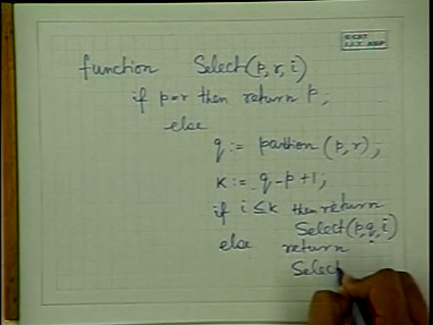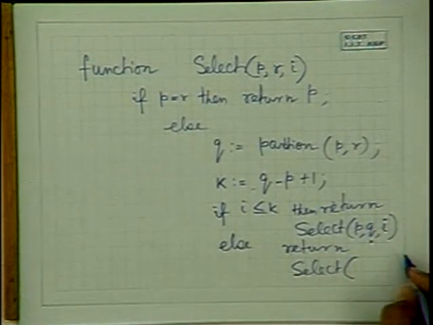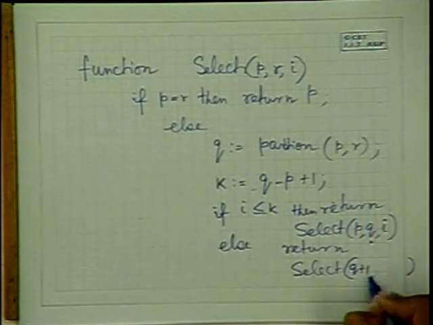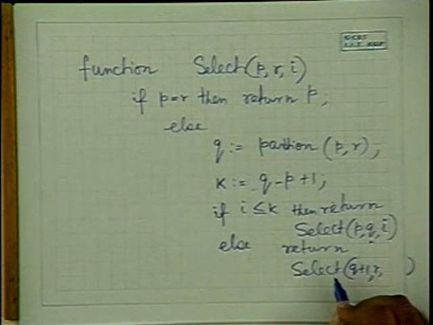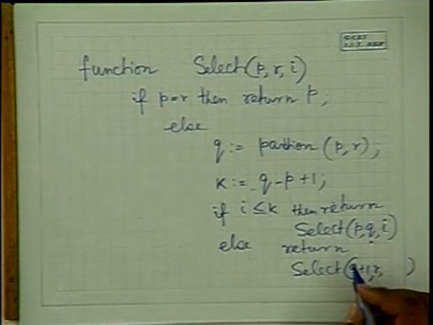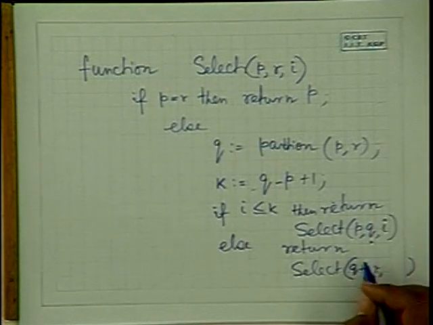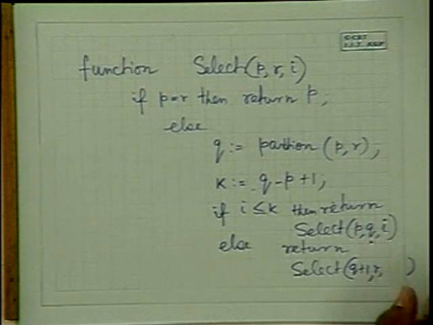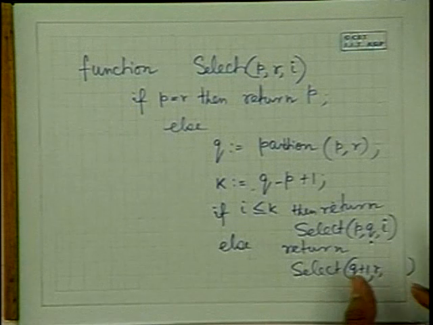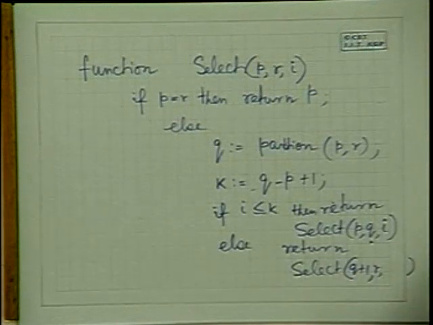Okay. Else, if that is not the case, then return select. What should be the parameters? q plus 1, r, then k plus i. No, it's not k plus i. It's i minus k. It should be i minus k, because all the numbers in the left half, that is k numbers, are already less than this number, you know. So you have to find out the (i minus k)th number in the right half.